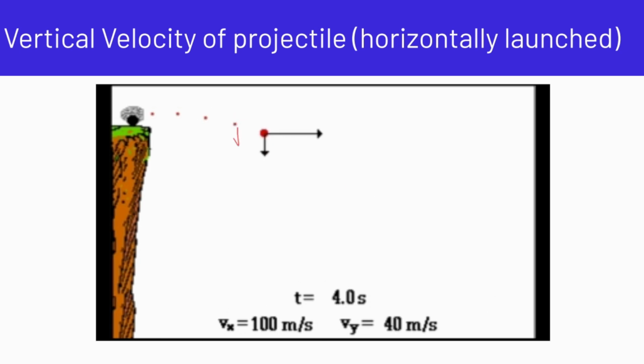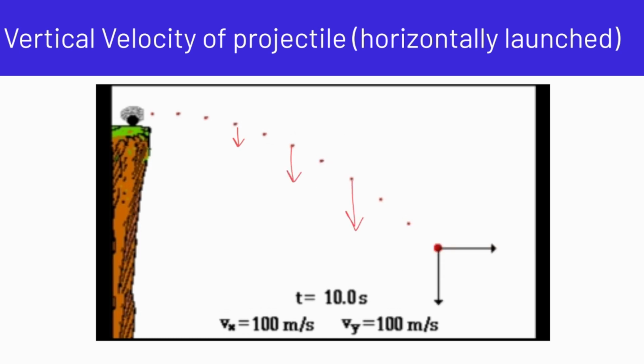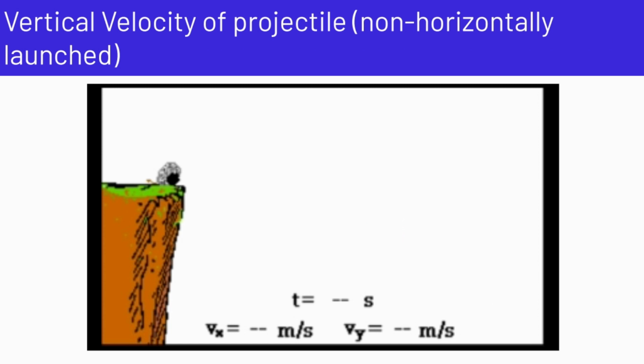So the vertical velocity vector is getting longer as it falls, based on gravity. Here we're going to watch the vertical velocity of a projectile that's non-horizontally launched. We have a positive vertical velocity at first, and then when it reaches the highest point, that vertical velocity is zero. Then as it starts to fall, the vertical velocity is going to increase again as gravity pulls it down to the ground.